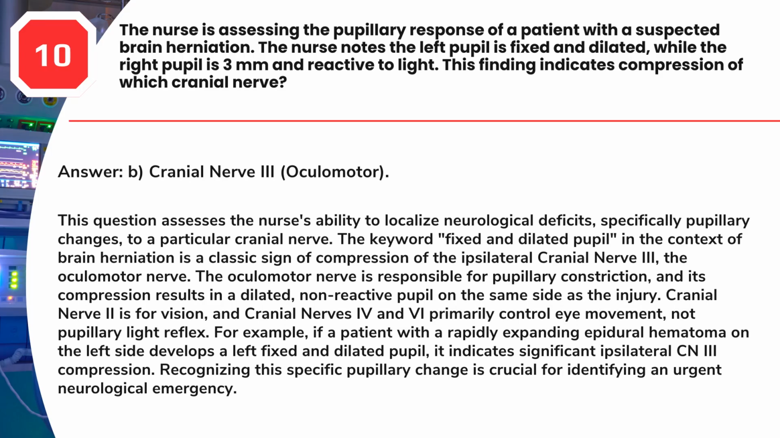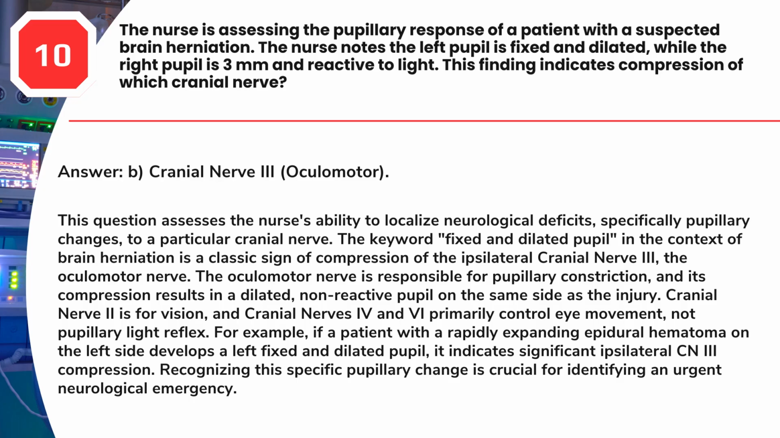Answer B. Cranial nerve 3, oculomotor. This question assesses the nurse's ability to localize neurological deficits, specifically pupillary changes, to a particular cranial nerve. The keyword fixed and dilated pupil in the context of brain herniation is a classic sign of compression of the ipsilateral cranial nerve 3, the oculomotor nerve.